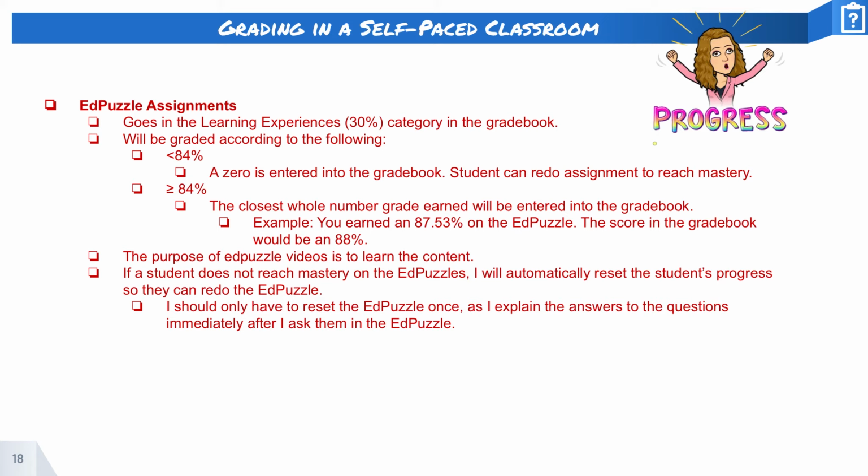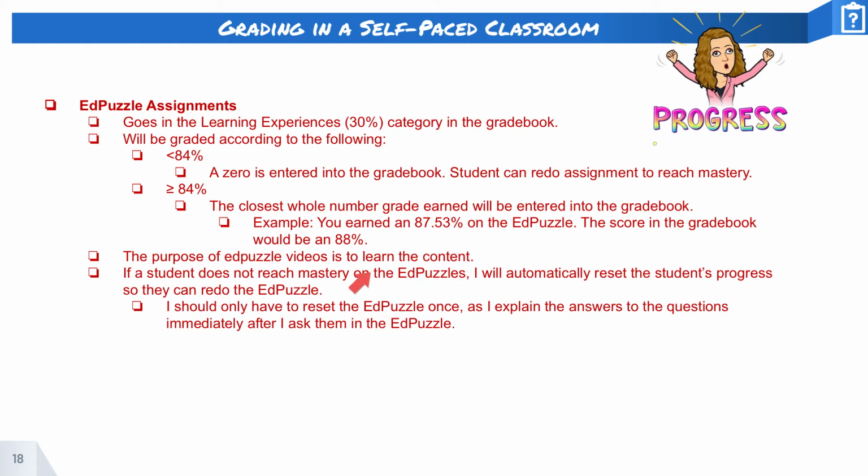So this is a little bit different than how I did it last year, I was online only last year. But Edpuzzle assignments go in the 30% category in the gradebook. They will be graded according to the following. If a student scores less than an 84%, so less than mastery, a 0 is entered into the gradebook. The student can redo the assignment to reach mastery. If they score greater than an 84%, the closest whole number grade earned will be entered into the gradebook. So for example, if you earned an 87.53% on the Edpuzzle, the score in the gradebook would be an 88%.